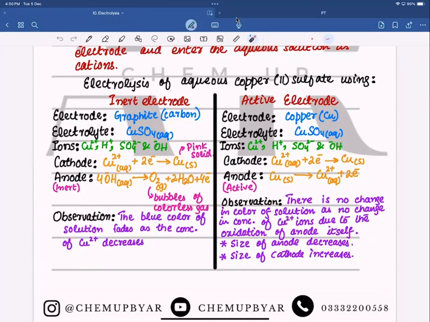When we use active electrodes, the only difference in the reaction observed at the anode or cathode: whether the electrodes are active or inert, the reaction at the cathode is the same. At the anode, if the electrodes are inert, then the anion is attracted towards the anode and gets oxidized. And if there are active electrodes, then the anode itself oxidizes and turns into ions and enters the solution.